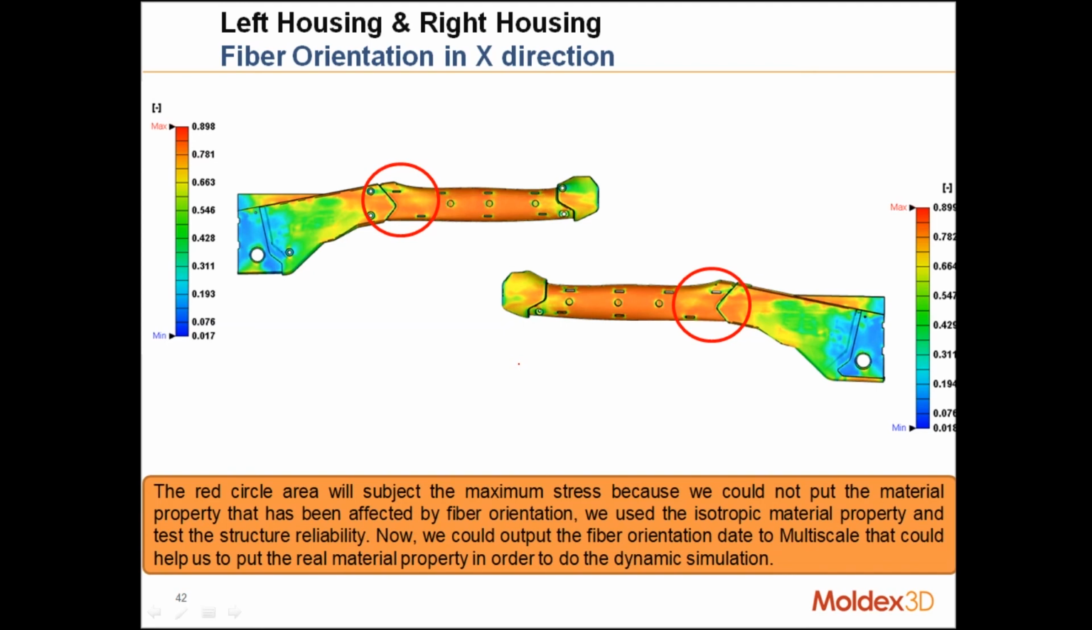And at the red circle area, as you can see, originally it would be subjected to the maximum stress, according to what they found by doing the structural simulation without considering the anisotropic material behavior. And now what we can do is consider this output from Moldex3D, the fiber orientation. As you can see, along the x direction, the fiber is quite highly oriented, so it might have a big influence in terms of the strength validation.